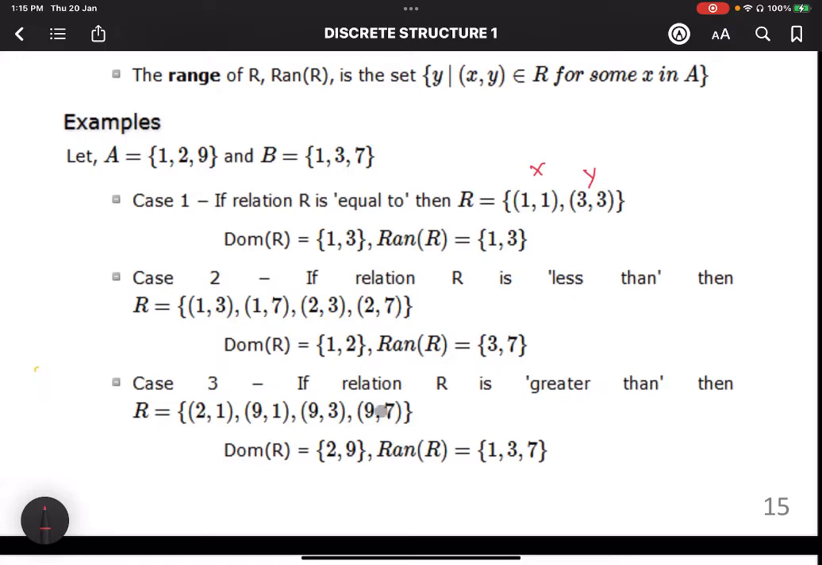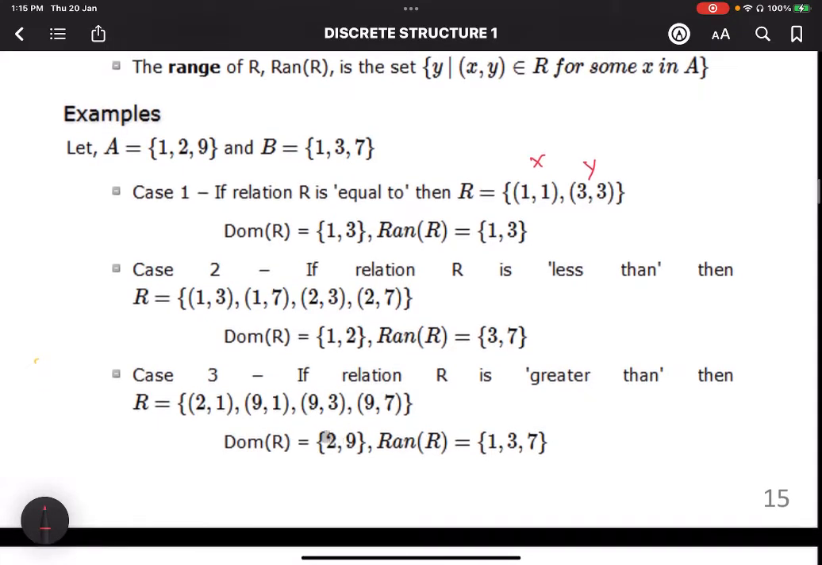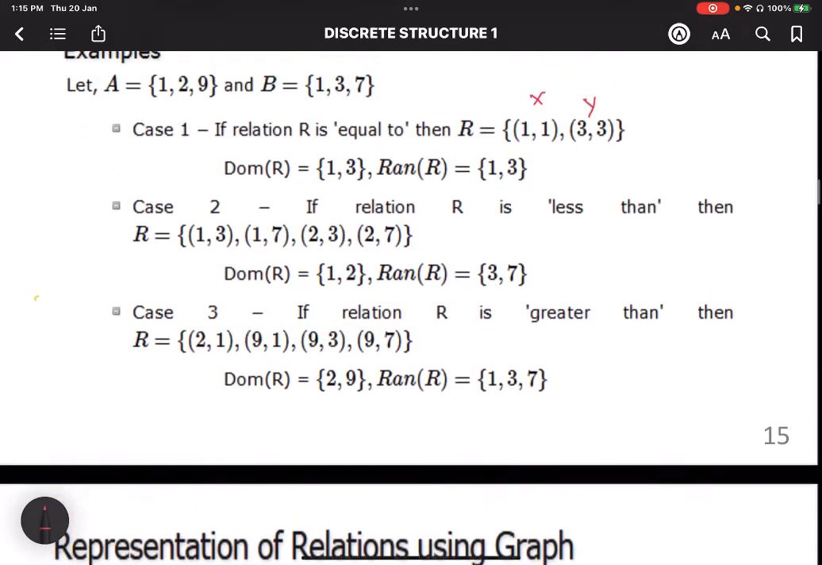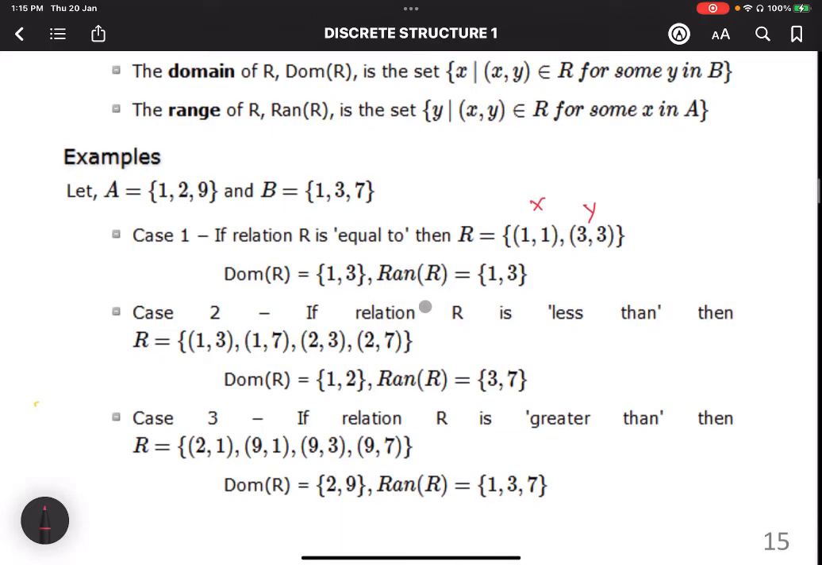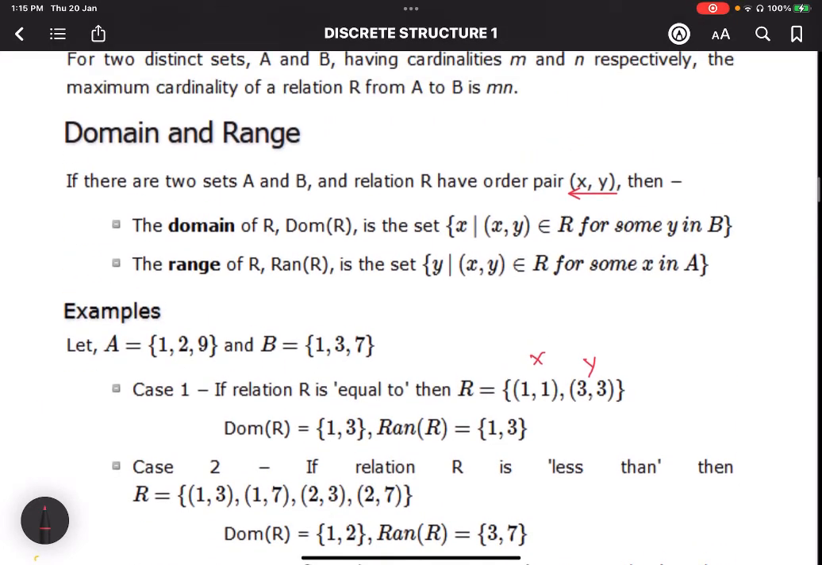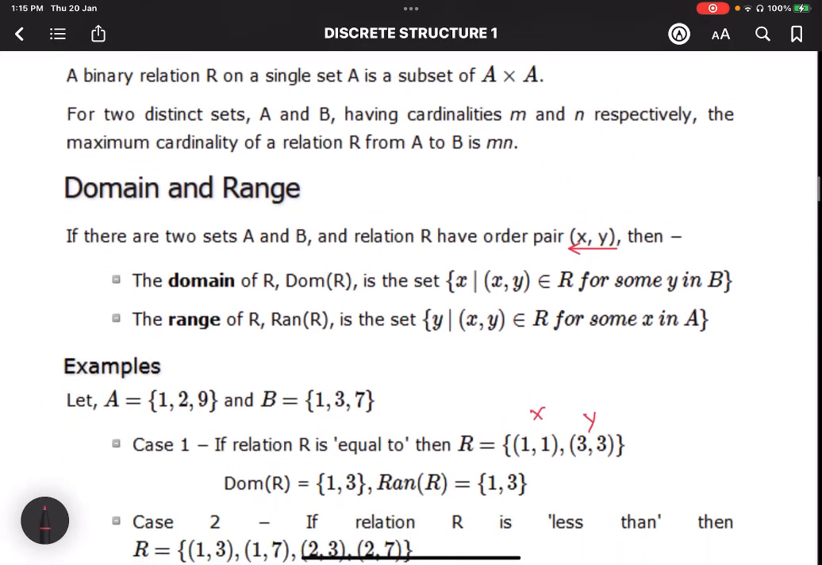And based on this, we will get the domain, which is 2 from X, 9 from X, 9 again, 9 again. From Y naman, which is the range R, we have 1 from Y, 1 from Y, so we have 1. 3 and 7 for Y, so we have 3 and 7. So these are the examples for the different cases of our binary relationship between domain and range.